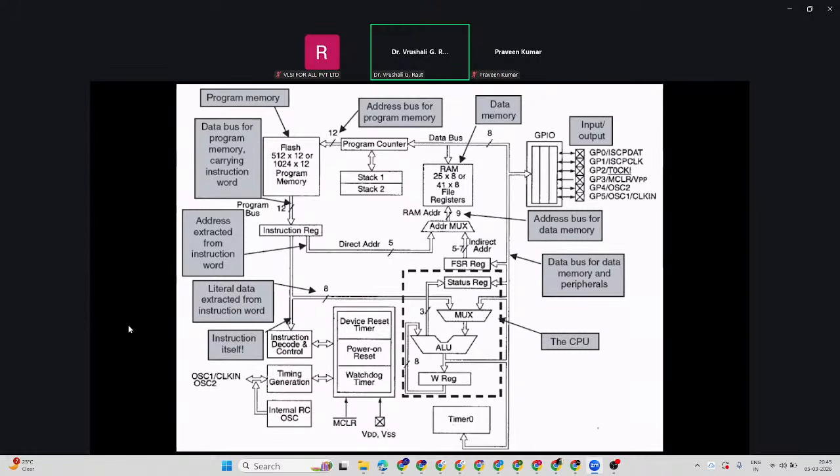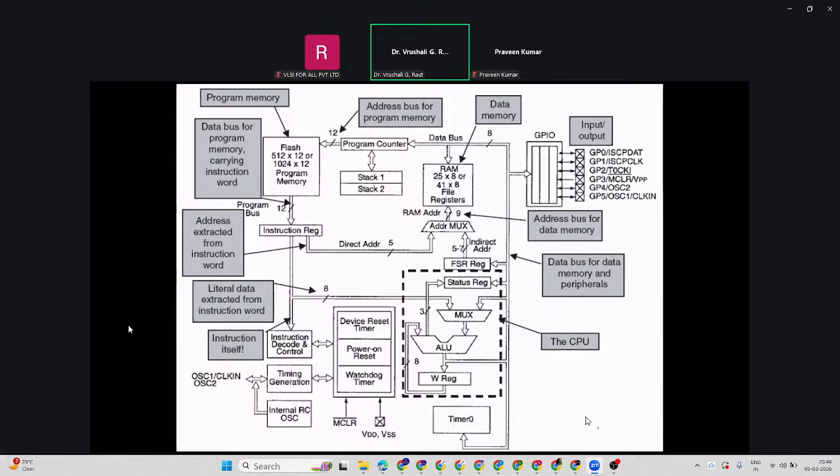Okay. This is a further detailed diagram, showing the same architecture but with more detail. With the detail meaning how many bits the data bus is, what about the direct address, what about the program, how many lines of program memory there are. Everything is given in detail in this diagram. So shortly, I'll talk about this diagram and then we'll stop here.